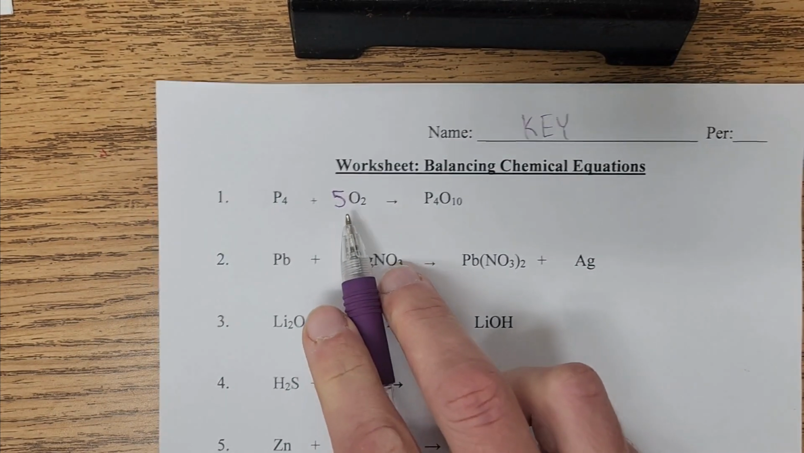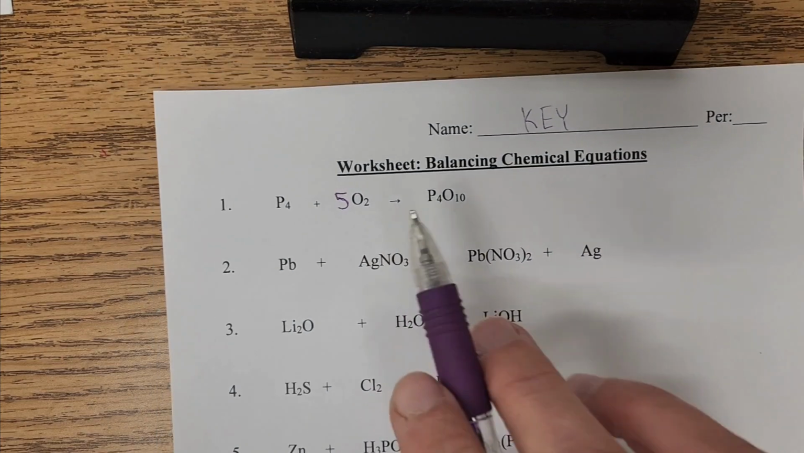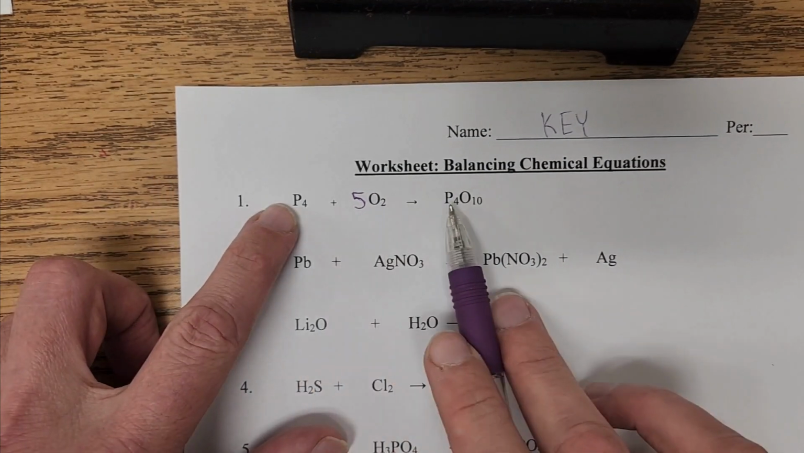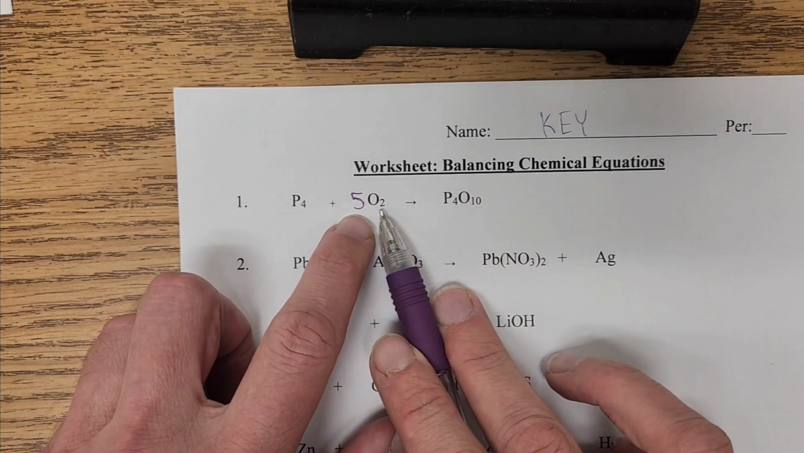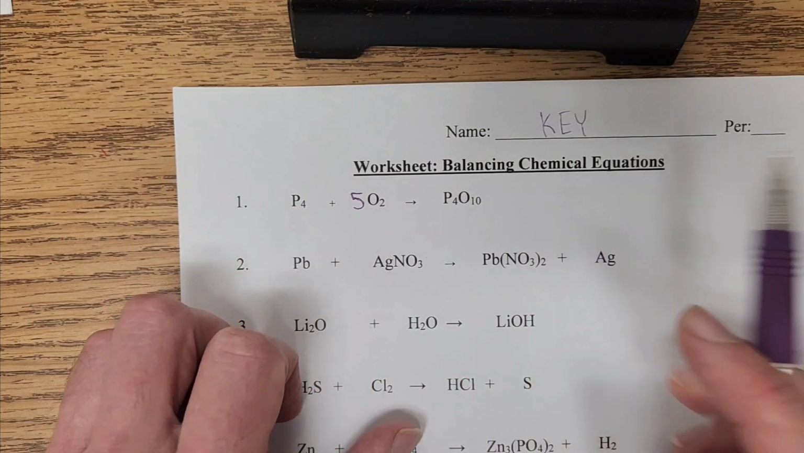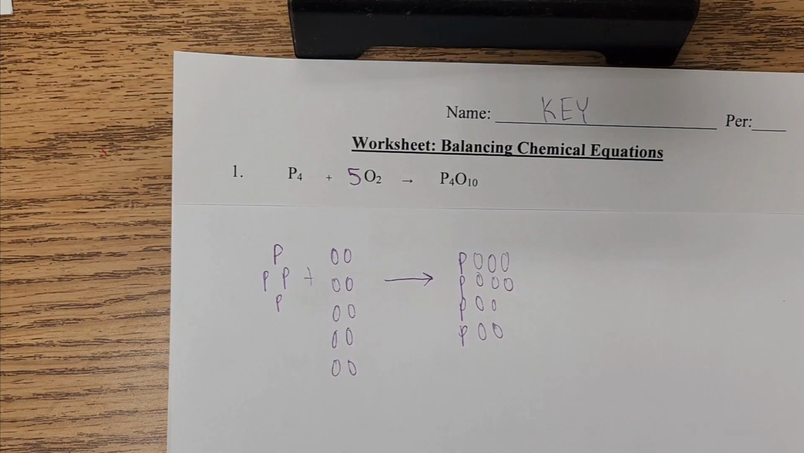What this is telling me is that I have 5 O2 in order to turn this into an equation that makes sense. Now I've got 4 phosphoruses at the beginning, 4 at the end. 5 times 2 equals 10 oxygen at the beginning and 10 at the end, which satisfies the law of conservation of mass.